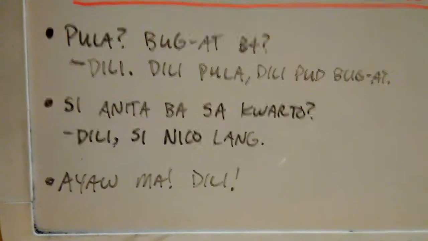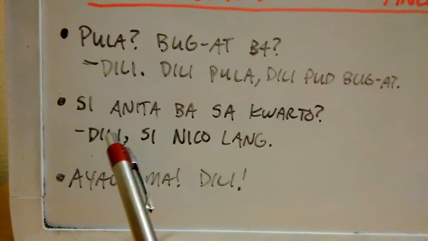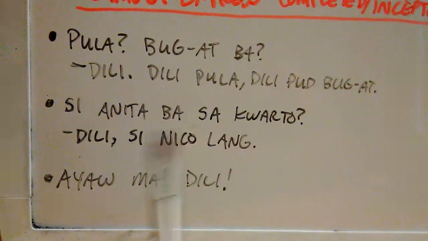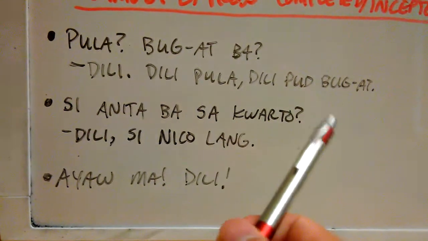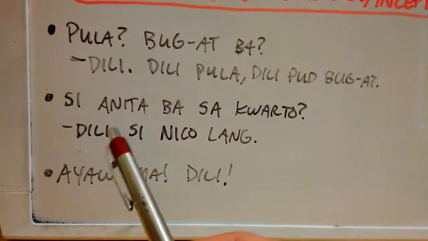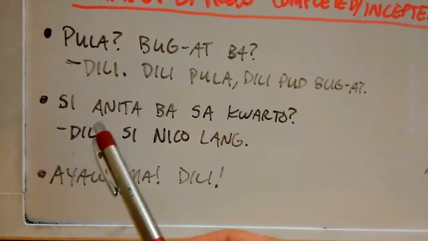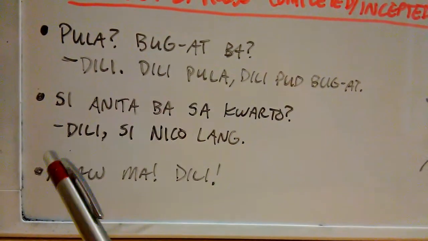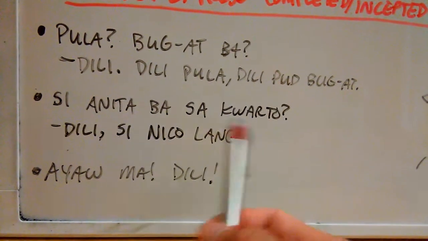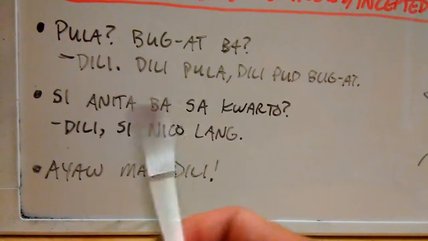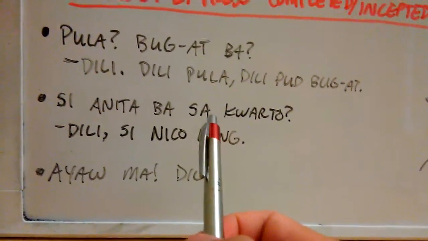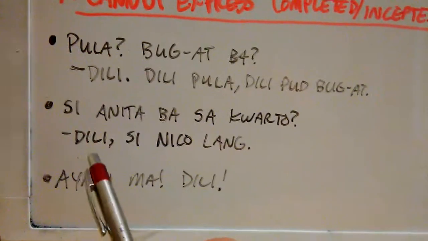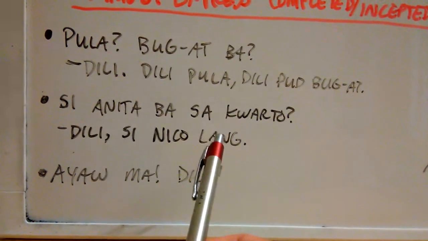If you want to use this as an existential, though, you need to have an existential question. This isn't an existential question. It's just a simple yes/no question. Si Anita ba sa kwarto? Is Anita in the room? Yes, no? No, okay? If we want to make it existential, we have to have an existential verb. Naa ba si Anita sa kwarto? See, now I added an existential, naa, right? Aduna ba si Anita sa kwarto? Adunay si Anita sa kwarto? See, when you add those existential words, it becomes an existential question. And when it becomes an existential question, like up here, we cannot use dili. We have to use wala. Right, but in this case, it's just a yes/no question.